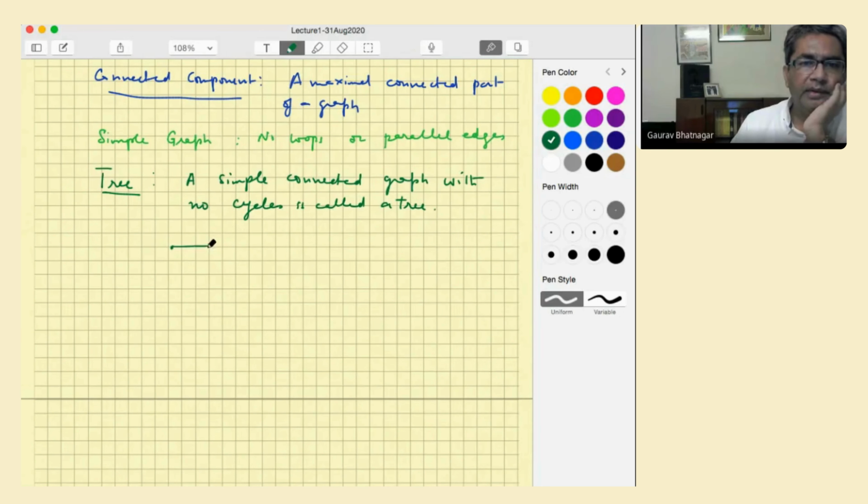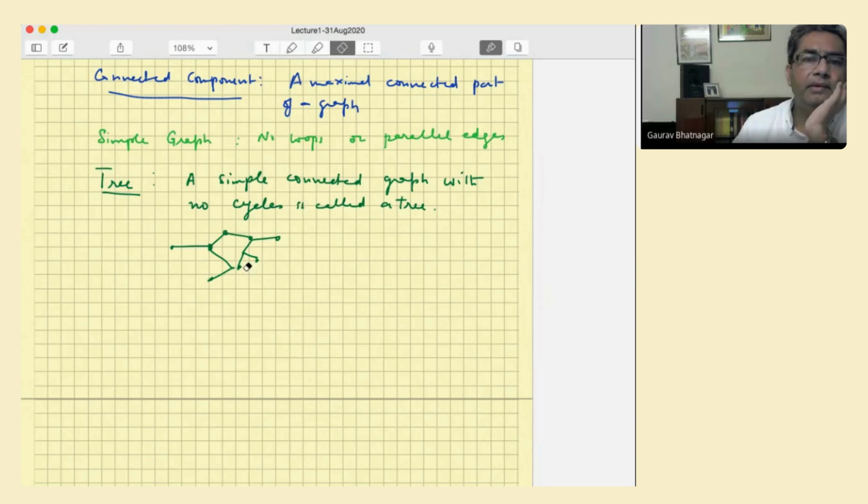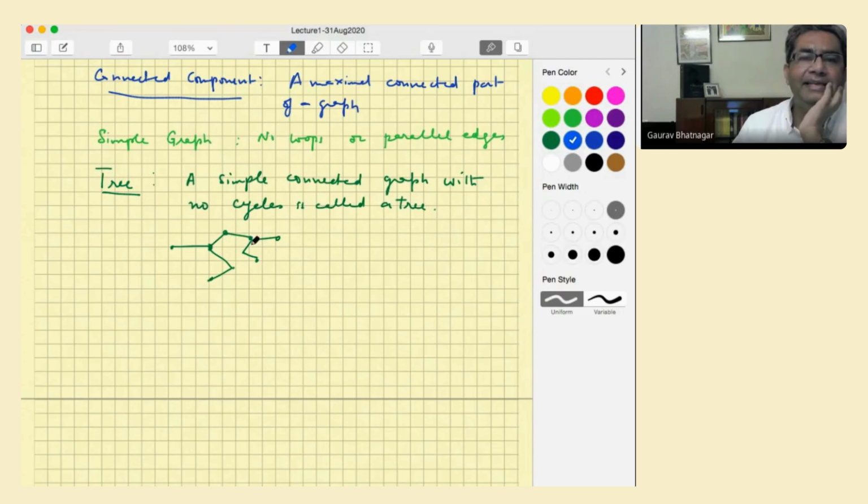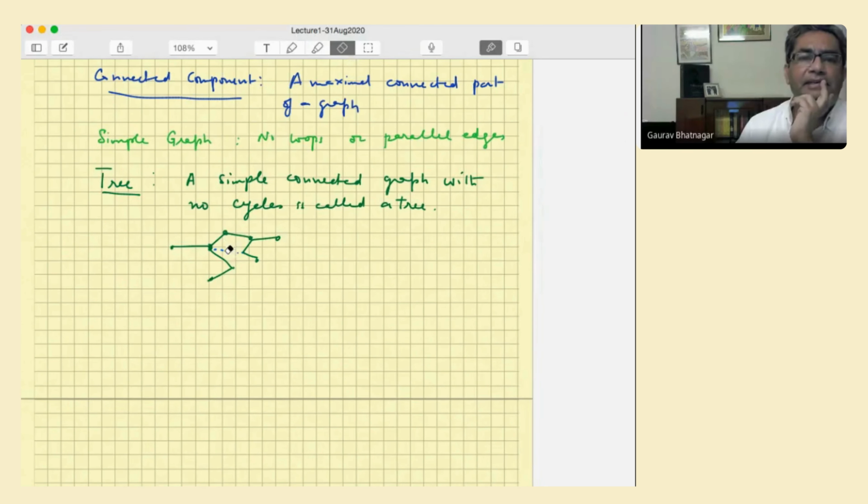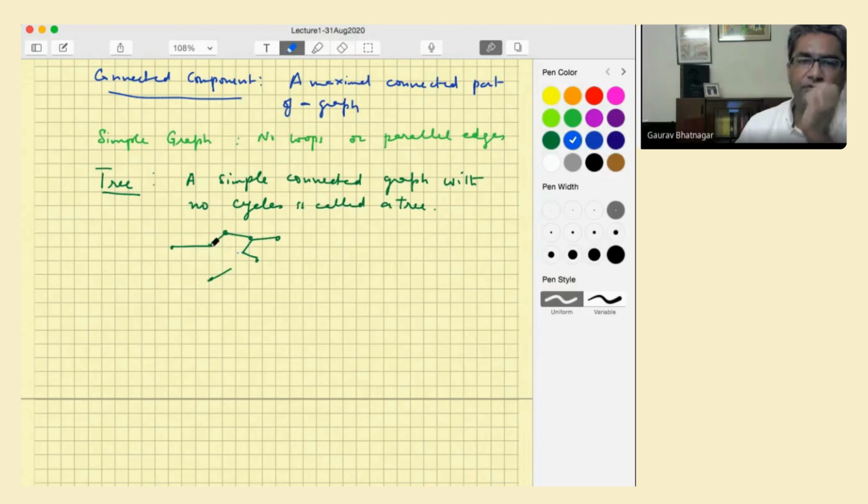So the tree is a very important object in mathematics and in computer science. Now, if we have any circuit, like if this happens, then it's not a tree. So that's something to understand. Then there are various types of trees which we'll be studying.